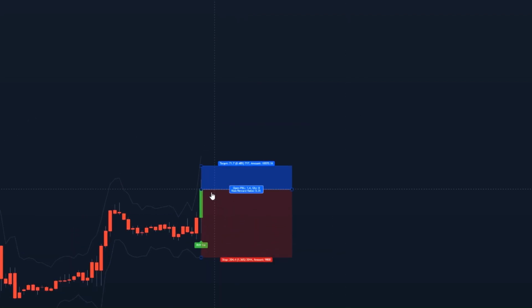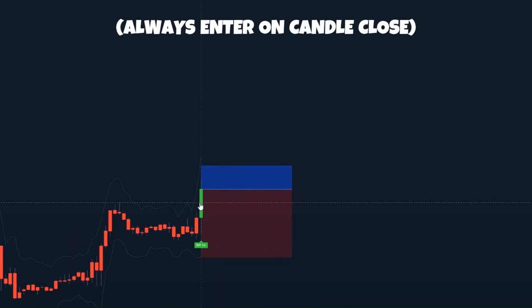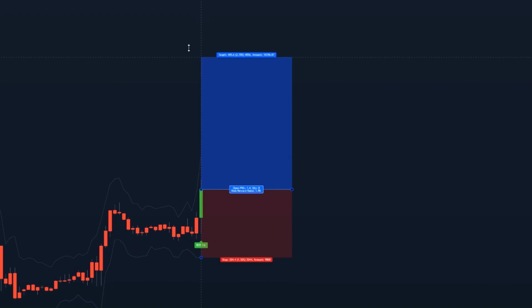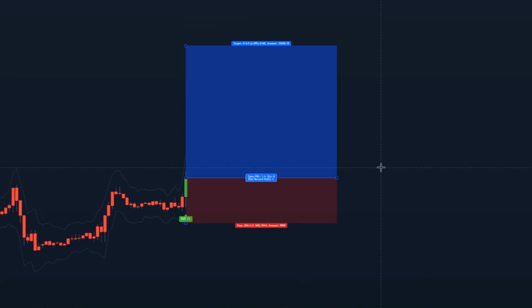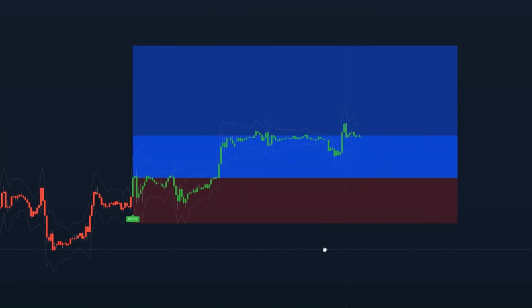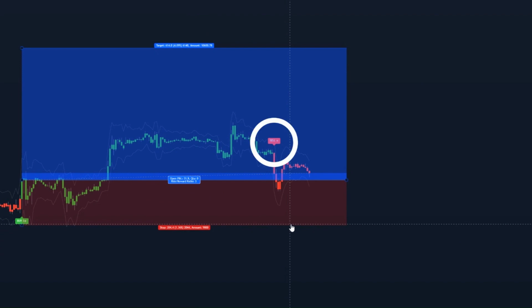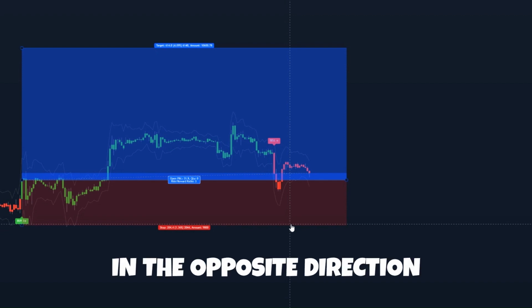So again, we enter on the close of the candle. Remember, always enter on the close so the label actually paints. Now it is important to note that if you are in a trade and you do get a signal that paints in the other direction, we do not exit our trade and we don't jump in the opposite direction.